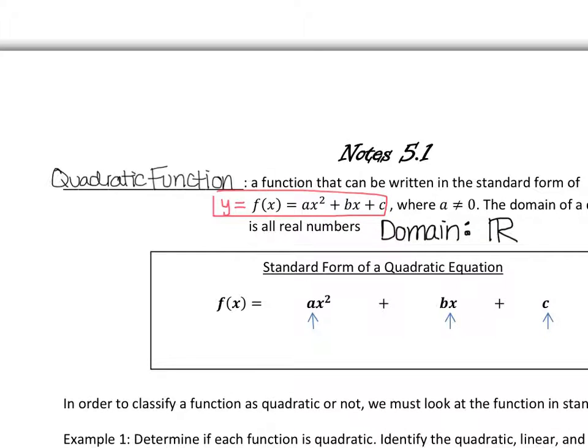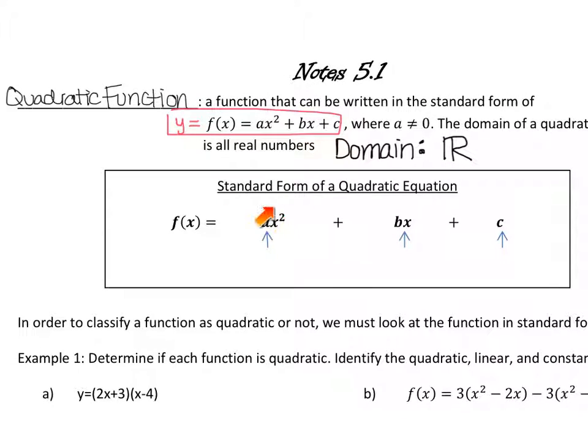In standard form, there are three terms: the x squared term, the x term, and then the one that's just a number. These have specific names. The first one is our quadratic term. It is what makes it quadratic, because it has the x squared. The next one is called our linear term. If we only had a linear term, what kind of graph would it make? A linear graph, a line. And the last one is our constant term.